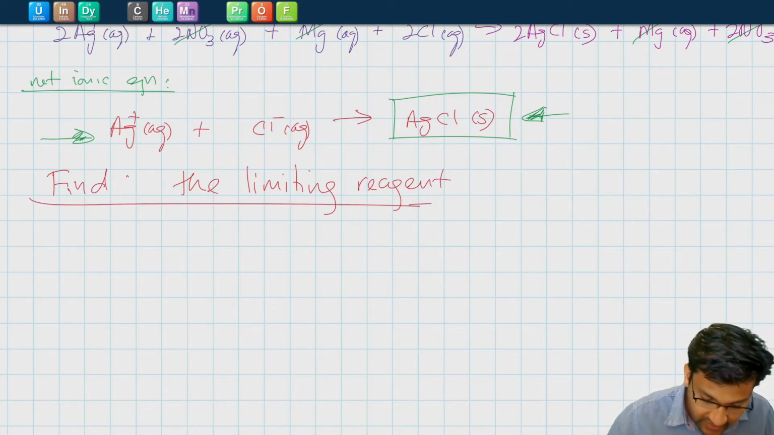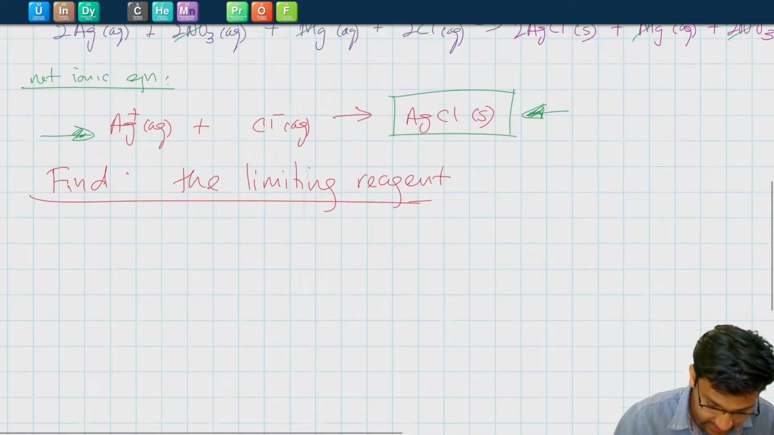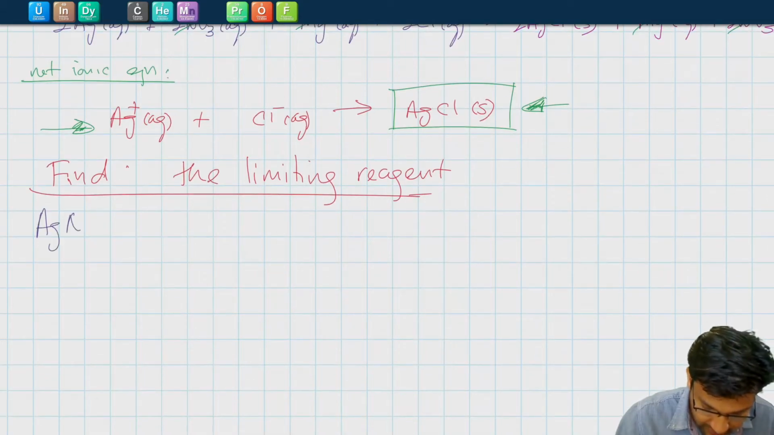Okay, so we started with silver nitrate and magnesium chloride. Let's first focus on the silver nitrate, and let's first find the number of moles of silver nitrate.